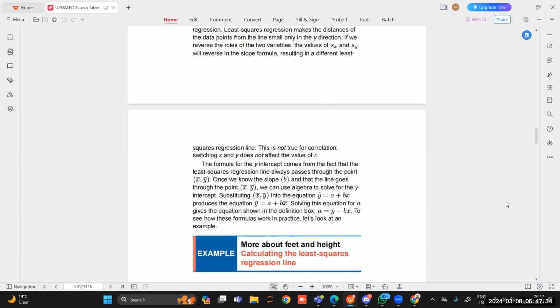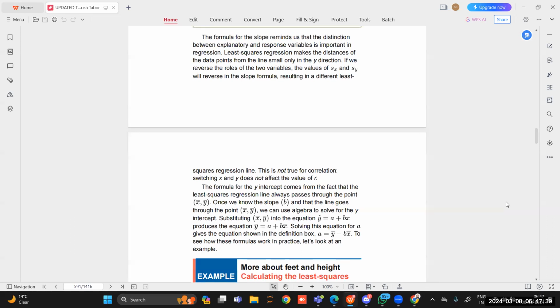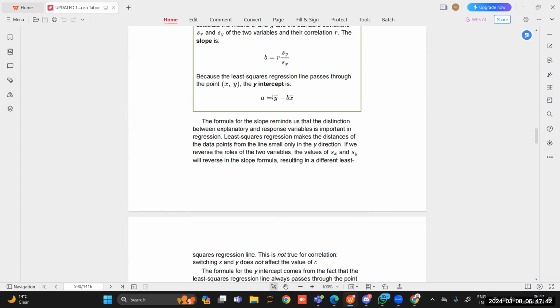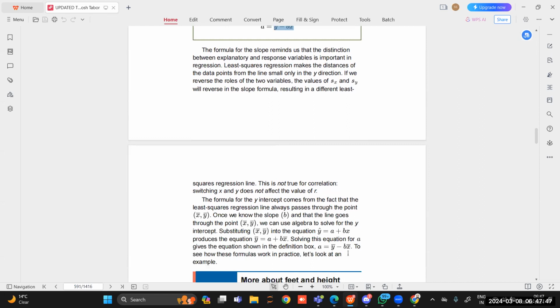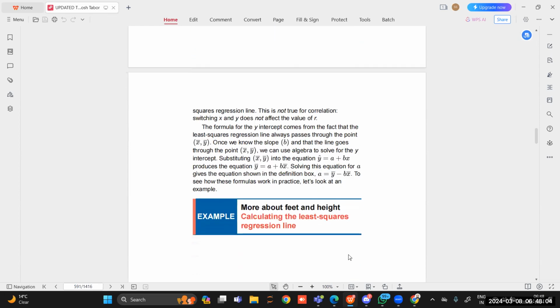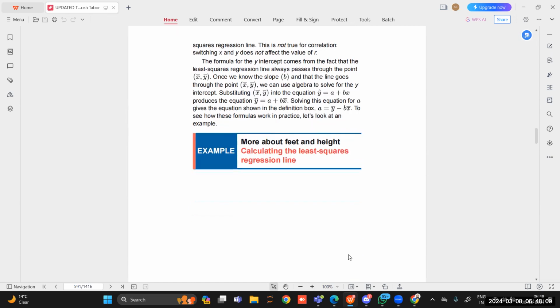The formula for the y-intercept comes from the fact that the least squares regression line always passes through the point. So he's telling us that here we have used y bar and x bar. Why have we used y bar and x bar here? Because the regression line will always pass through the point of the means. Once we know the slope and that the line goes through that point, we can use algebra to solve for the y-intercept, substituting x bar and y bar into the equation. So he produces the equation and solves for that. Solving this equation is shown in the text, but that's nothing important.